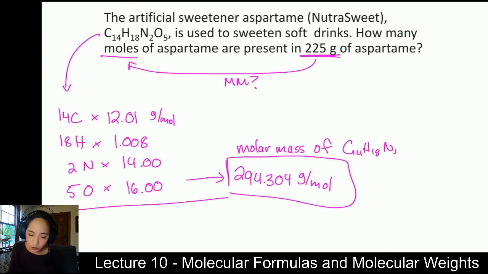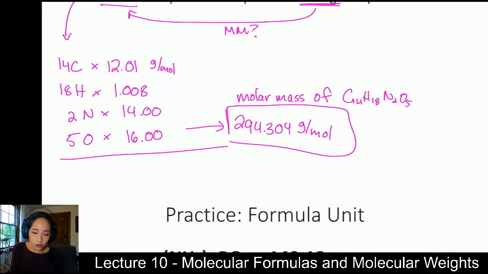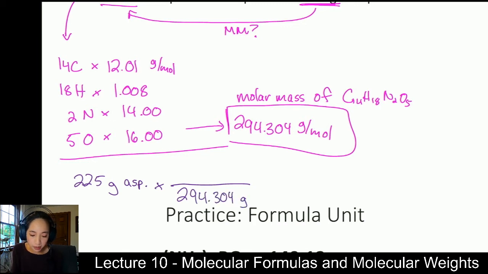C14H18N2O5. We're going to use that molar mass to go from grams of our substance to moles of the substance. So I'm going to start with the number given, which is 225 grams of aspartame. And I'm going to use that molar mass that I got. Grams needs to be on the bottom, so 294.304 grams needs to be on the bottom for every 1 mole of aspartame.